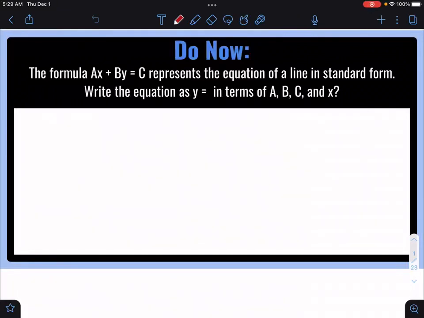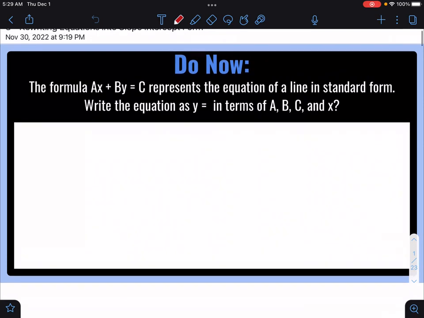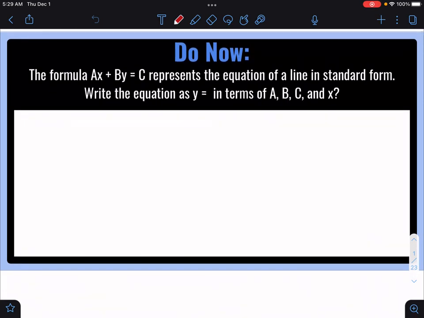Hello, we are going to start the third lesson in our linear functions unit. Today we are going to learn how to rewrite equations. That way once we rewrite them, we would be able to graph them. So let's just look at this throwback question.